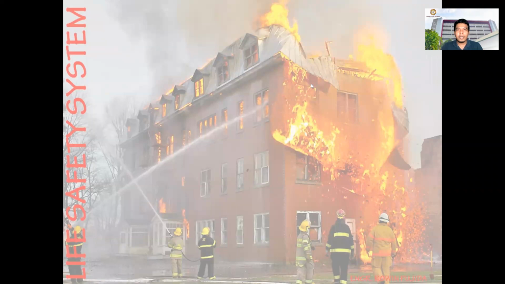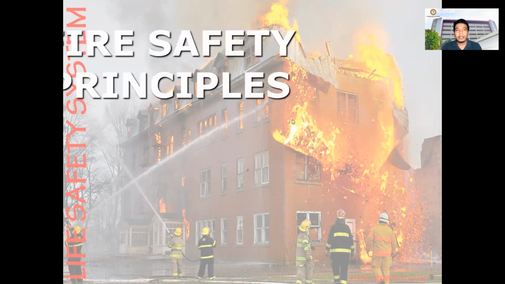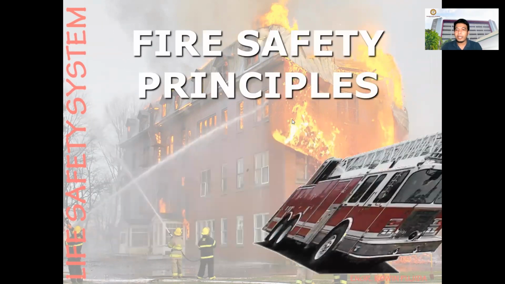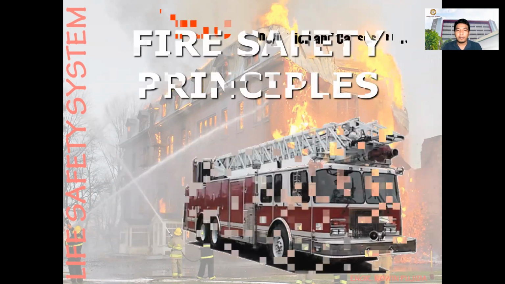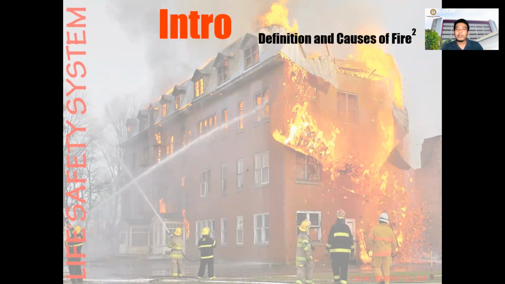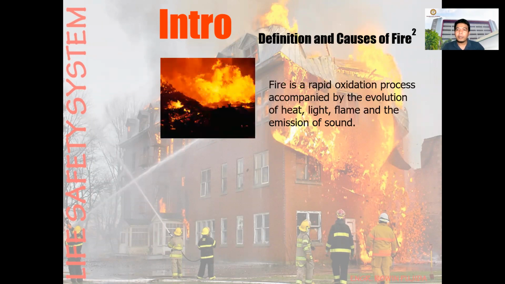Okay, good day, class. So for today, let's have now the life safety system. For the life safety system, we have the fire safety principles. So for the introduction, we have the definition and the process of fire. Fire is a rapid oxidation process accompanied by the evolution of heat, light, flame, and the emission of sound.